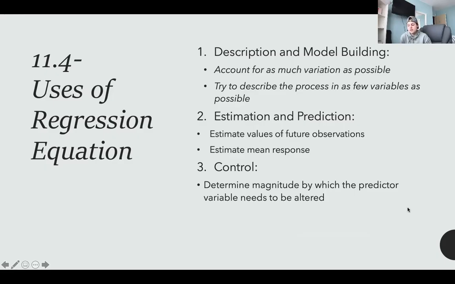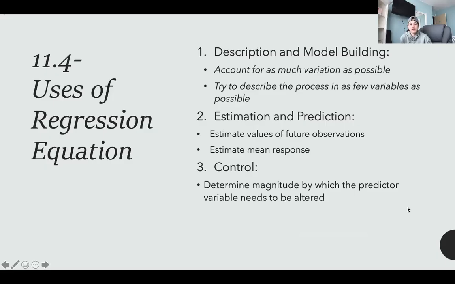So the second part talks about estimation and prediction. We can estimate the value of a future observation from a regression equation, or we can estimate the mean response corresponding to an observation from the regression equation. The third part is control. This can be used to determine the magnitude by which the value of a predictor variable must be altered to obtain a specific value of the target variable. So standard errors of a regression coefficient must be small in this case.